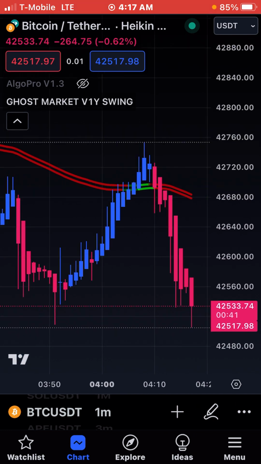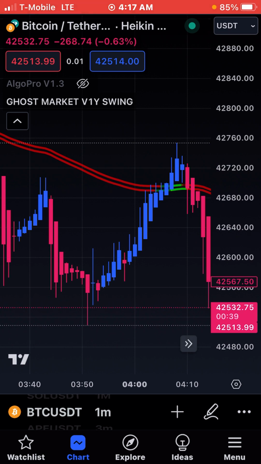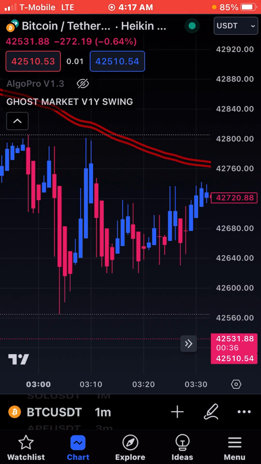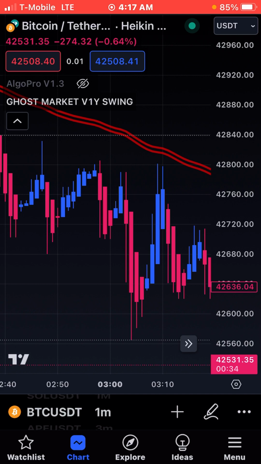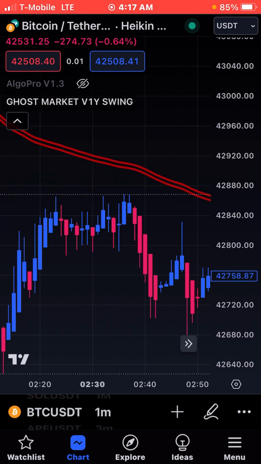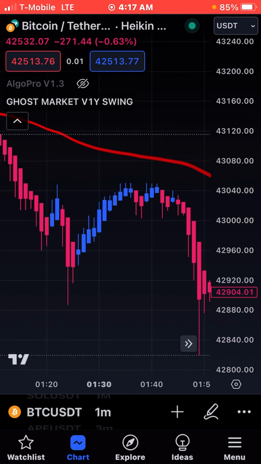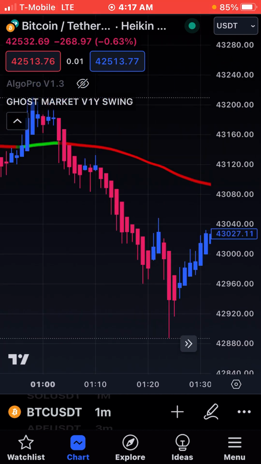Anyway, these lines are meant for like a guide. The other indicators I'm going to be showing you in the next couple days are going to help with this strategy. You can't just rely on just these two lines.